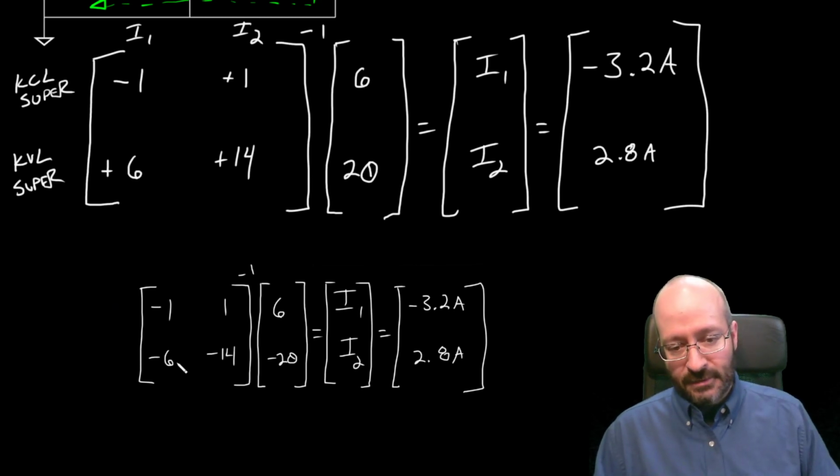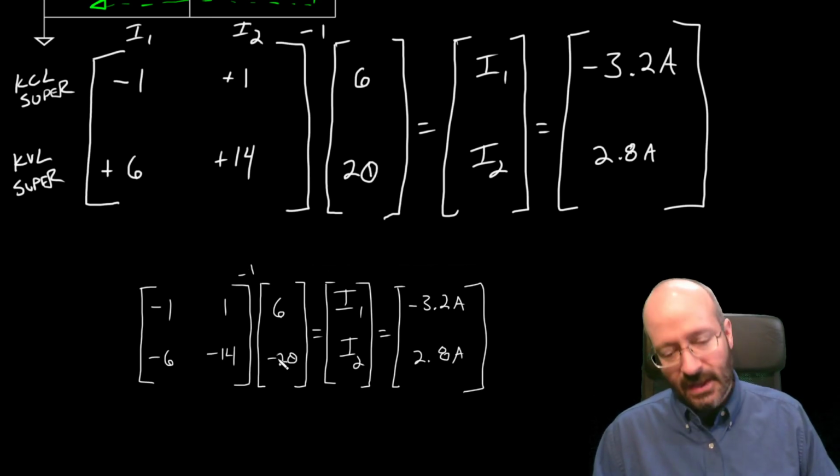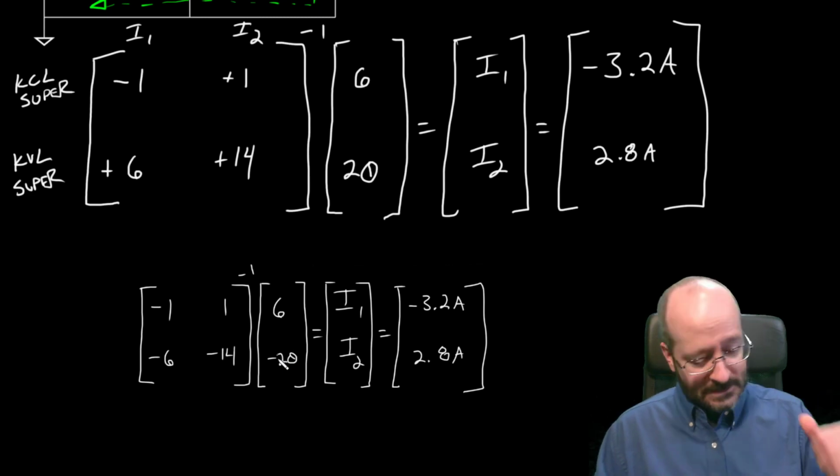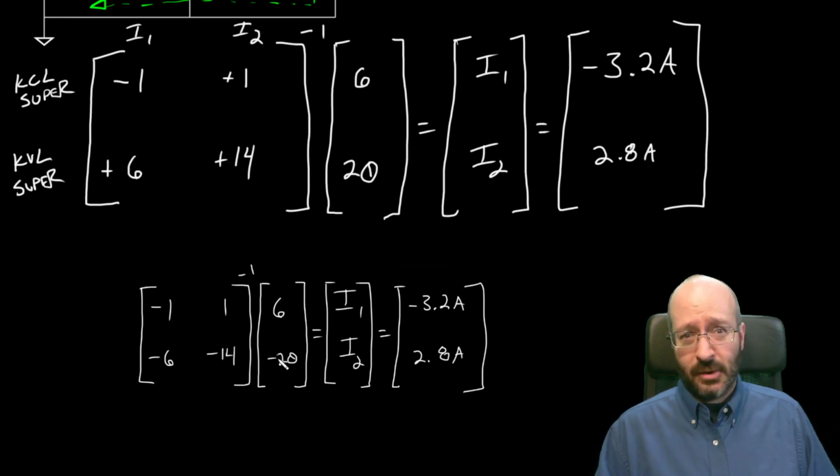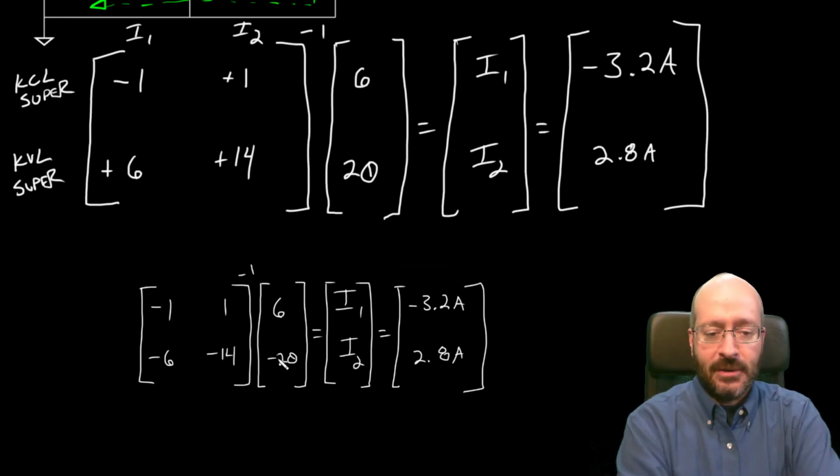So this is positive 6, this is negative 6. Positive 14, negative 14. Positive 20, negative 20, and if you enter that in your system of equations, you're going to end up with an equivalent answer. Okay, it's not just equivalent, it's the same answer. You're going to get the same mesh currents.